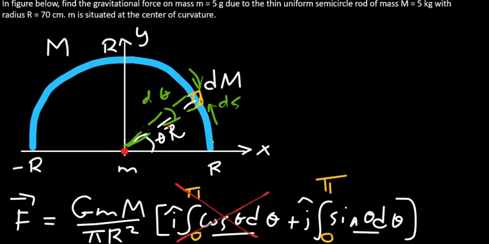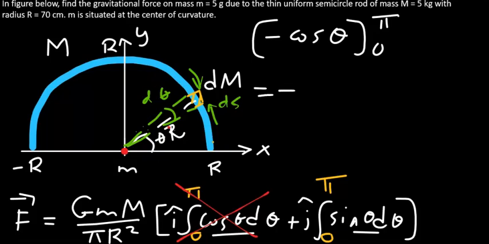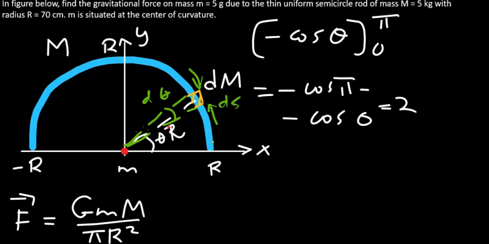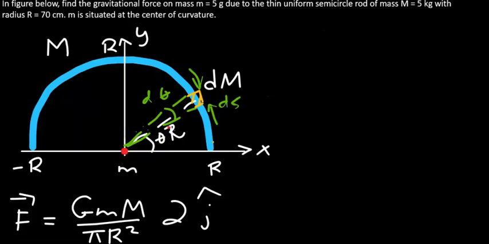Now let's look at the second integral. Integrating sine theta with respect to theta, you get minus cosine theta. Let's put in the limits. You get minus cosine pi minus minus cosine 0, which will give you 2. So there we have it. This result is essentially just 2 j hat. So the overall net force due to that thin uniform semicircular rod on that tiny mass is in the upward direction.